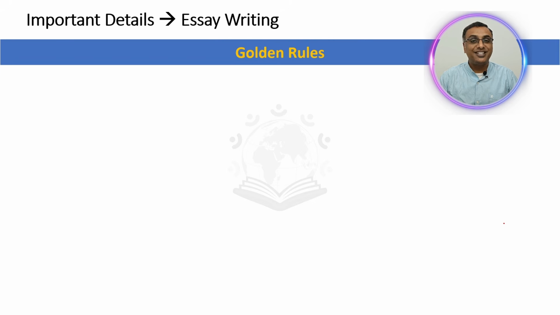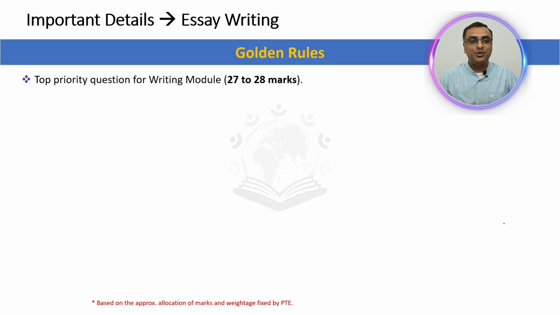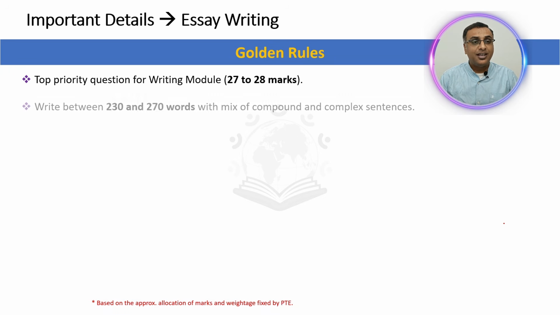Alright folks, let's look at the golden rules for your essay writing question. First and foremost, remember, the essay writing question is the most prioritized question in terms of marks because it would give you approximately 27 to 28 marks for your writing scores. Second of all, you have to write anywhere between 230 to 270 words with a mix of compound and complex sentences for a well-balanced essay.